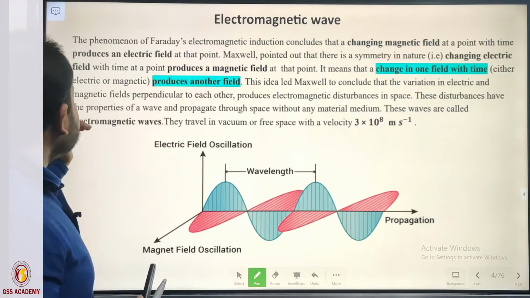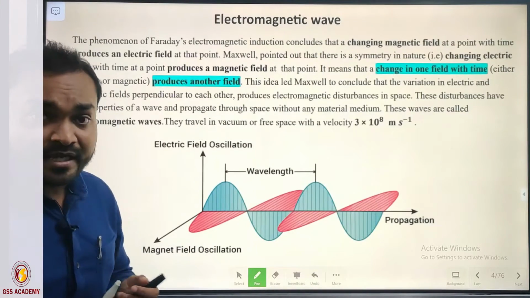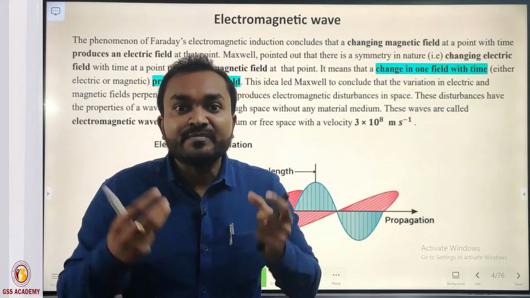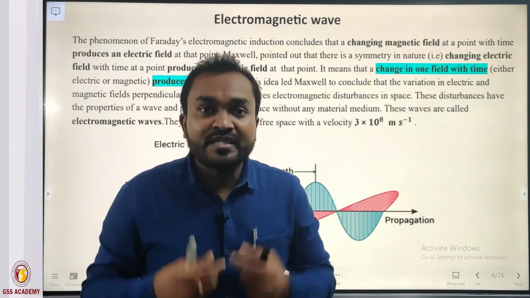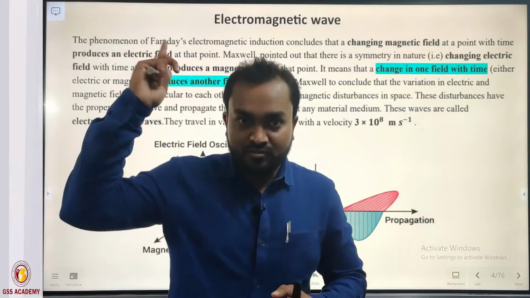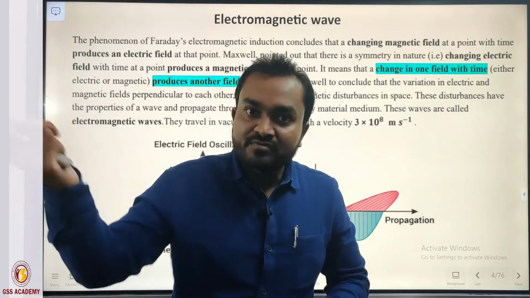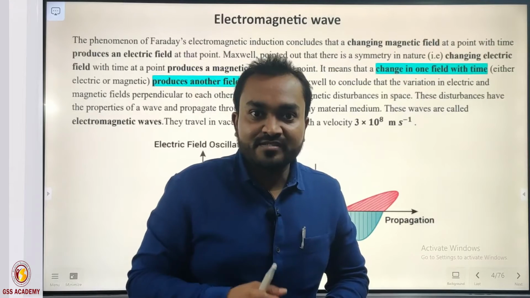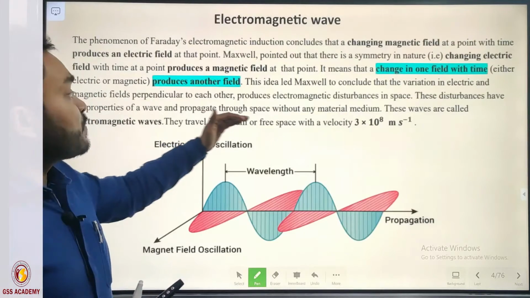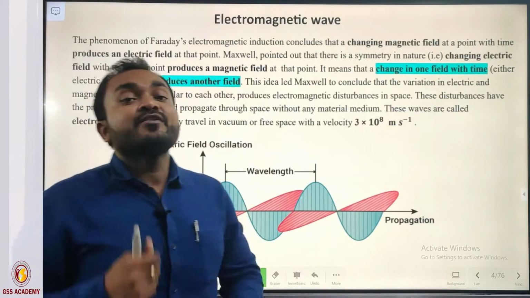This disturbance has the properties of a wave and propagates through space without any material medium. In our seismic class, what we have seen is that an elastic wave needs a medium, but this electromagnetic wave does not need any medium. That is the difference. The electromagnetic wave can travel through space, but can an elastic wave travel through space? Try to solve it. I think no. So these disturbances have the properties of a wave and propagate through space without any material medium. These waves are basically called electromagnetic waves.